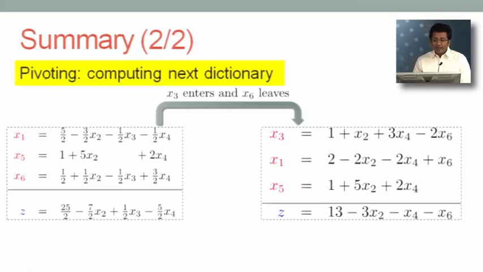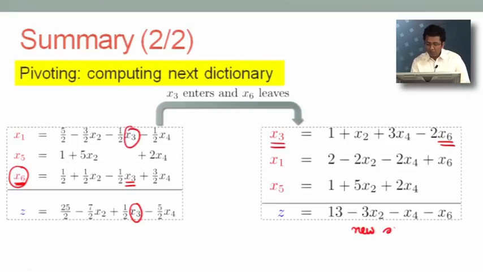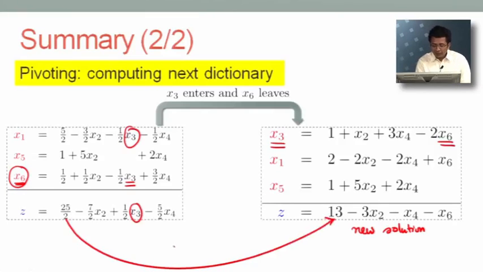Okay, and finally we do some algebra to compute the next dictionary. So once you have a dictionary, you know x3 enters, and let's say x6 leaves, then what you do is you invert. Where you had x6 in terms of x3, you will now have x3 in terms of x6, and you do a substitution, and you get a new dictionary. New dictionary means new solution, and new dictionary also means that hopefully your objective increases. And we'll show that it either increases or remains the same. It will never decrease because of pivoting.